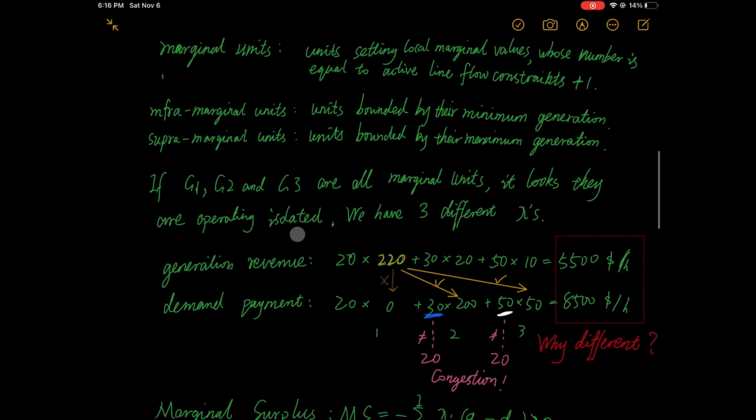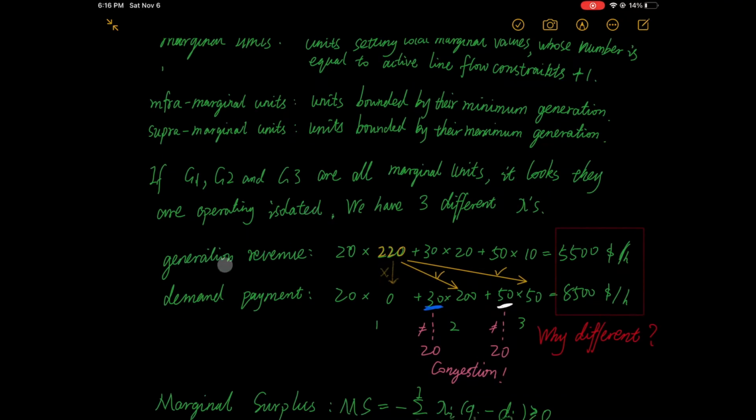For example, this is a calculation for generation revenue and demand payments, and you can see there's a mismatch between their values. Why is that? Think about generator 1, which generates 220 megawatts, but it's not supplied to node 1, but rather node 2 and node 3. This is reasonable because everyone likes the lowest generation cost.